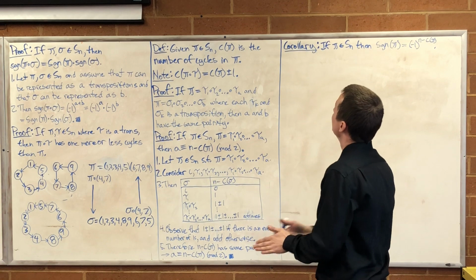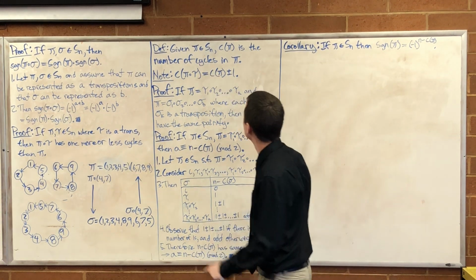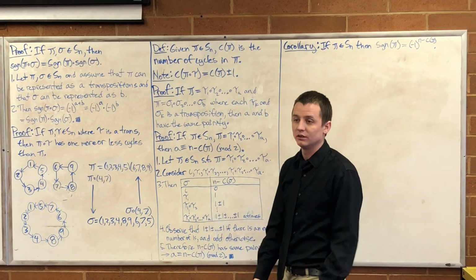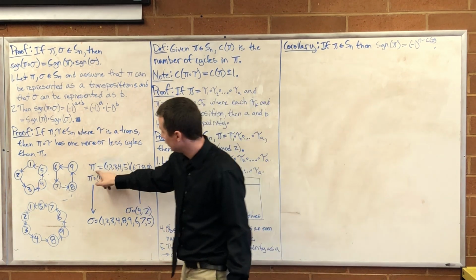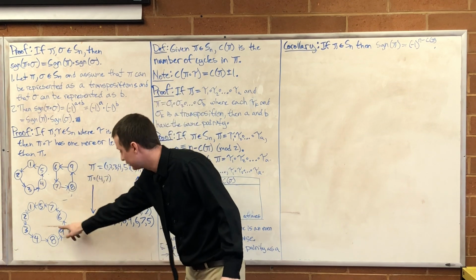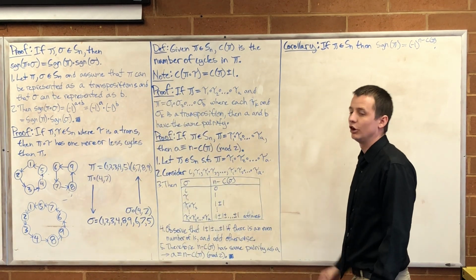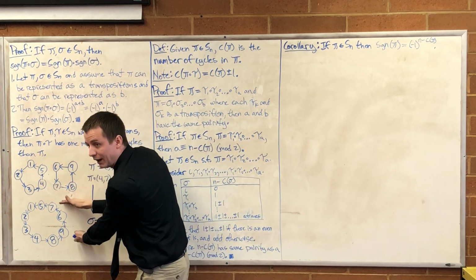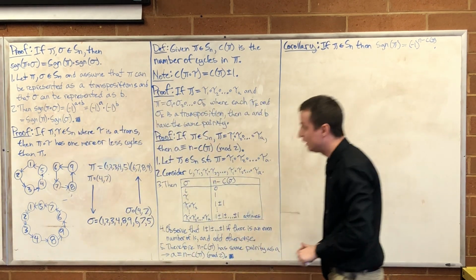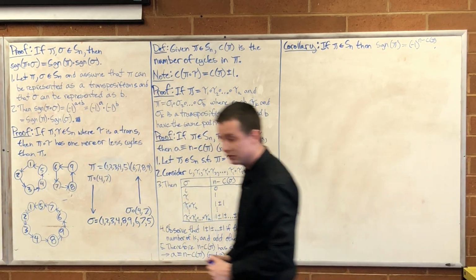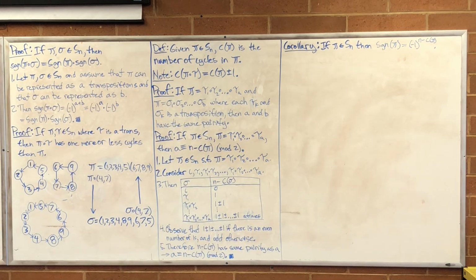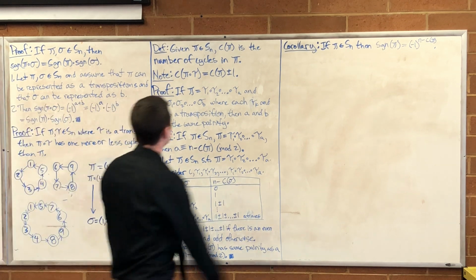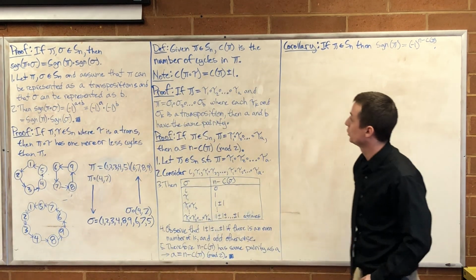Alright. So next, given some permutation pi in Sn, we're now going to use C of pi to represent the number of cycles in pi. If this were pi, C of pi is 2. If this were pi, C of pi is 1. It's the number of cycles in a permutation. What about when we come back and look at this one? What's C of this? 4. There are 4 cycles: 1, 2, 3, 4. So C of pi is just the number of cycles in pi. That's what we're going to define it to be.